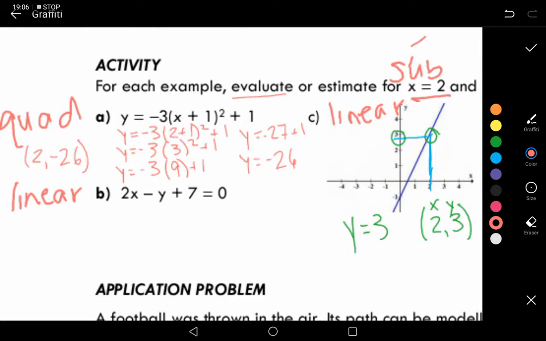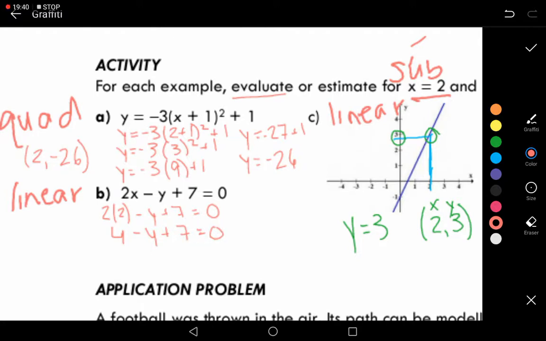Instead of writing x, we're going to replace that with 2. This one's going to be a bit more work because we can see y isn't isolated, so we're going to have to get y all by itself. I'm going to start by writing 2 in that spot. Again, it's a good habit to put it in brackets so you remember that it is multiplication. So we have 2 times 2 minus y plus 7. I can simplify that: 2 times 2 is 4, minus y plus 7 equals 0.